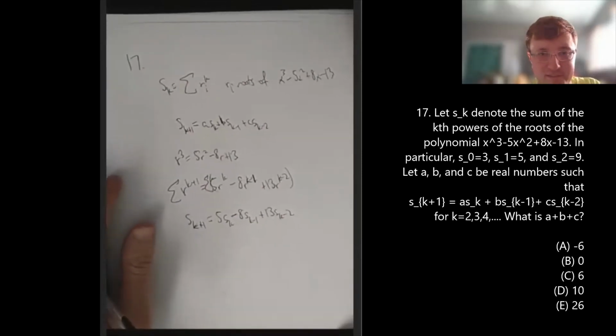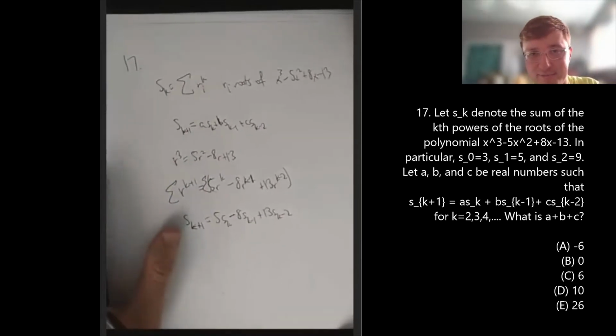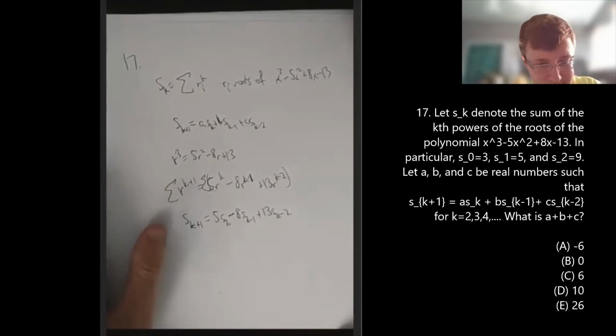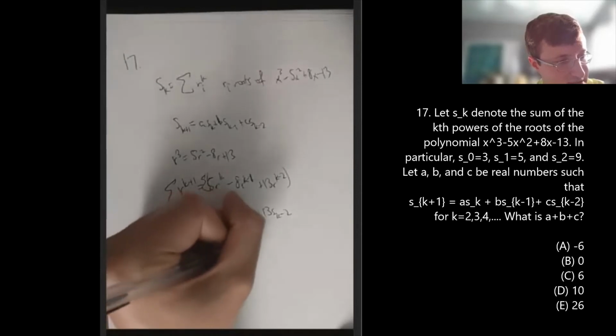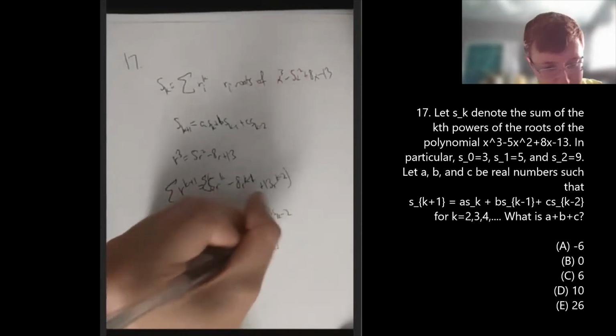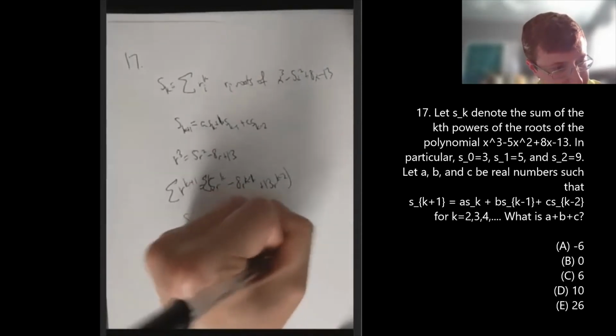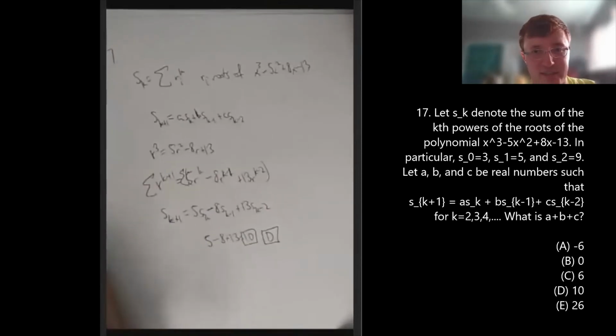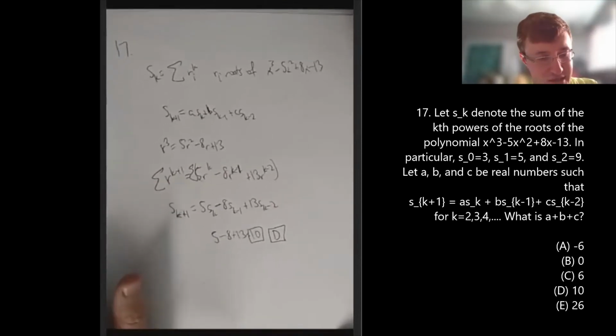Okay, so it's really just the coefficients of the original polynomial but negated. So the sum of those things is 5 minus 8 plus 13, which is 10. And that is D. Okay, so that really doesn't require much work at all if you're clever.